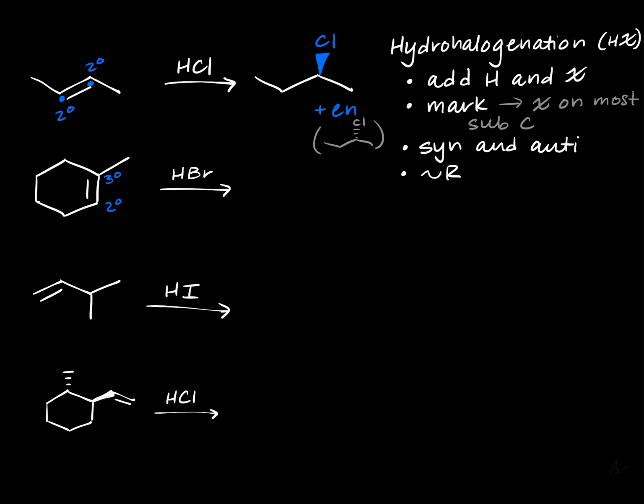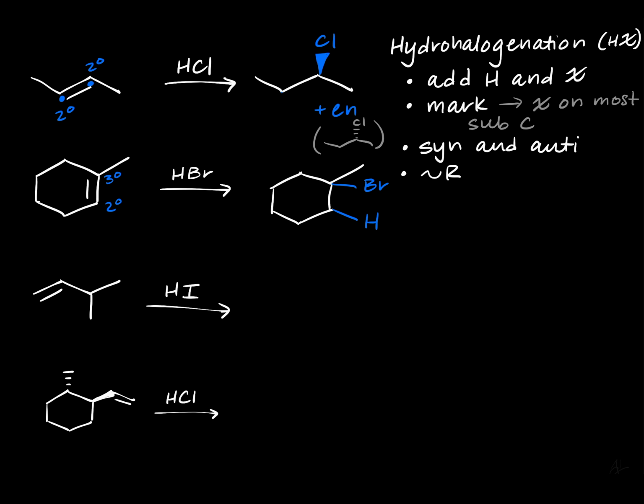I know that because this has 3 carbons attached and this only has 2 carbons attached. And I'm going to add H and X. In this case, X is Br, so I'm going to add H and Br. I'm going to do so in a Markovnikov fashion, so I'm going to add the Br on the most substituted side. The most substituted side is the tertiary side. I'll add my Br here, and I also have hydrogen on the least substituted side of that double bond.